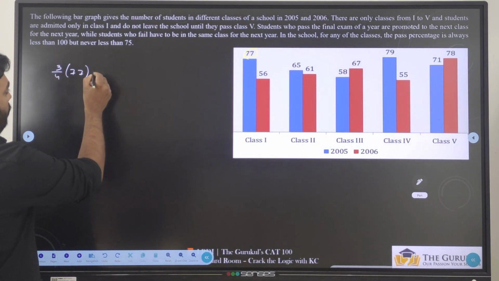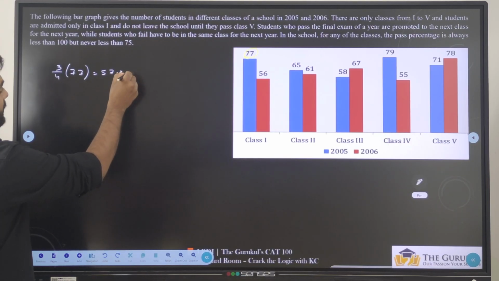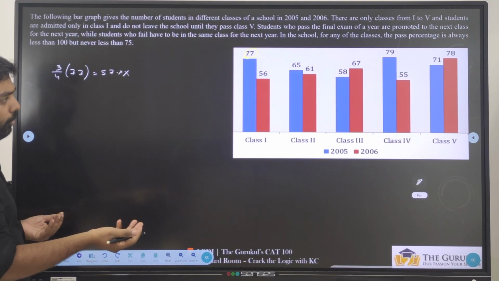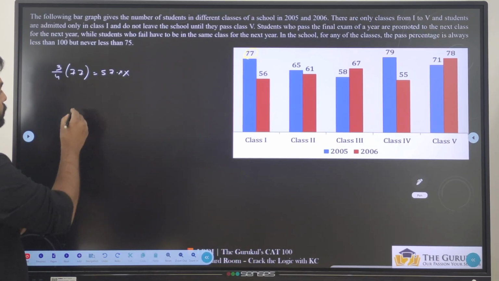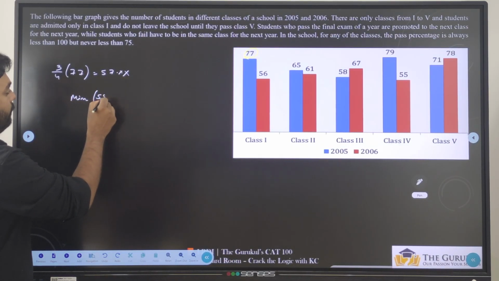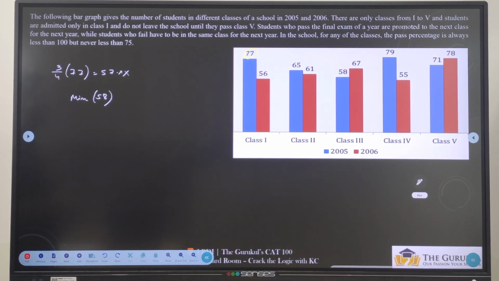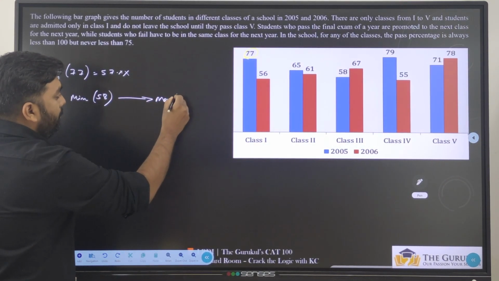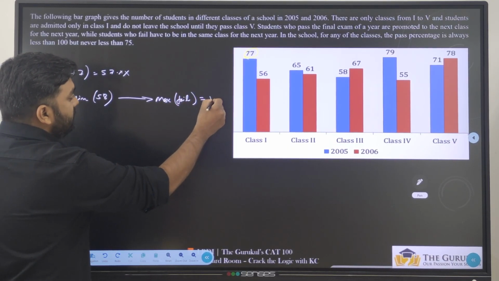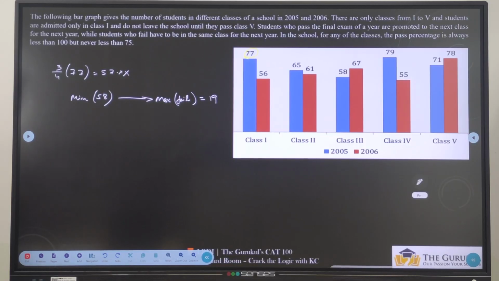Now, 3/4 of 77 is 57 point something, and point something will not happen here because they are talking about the number of students. So a minimum of 58 students passed the exam and went to the next class in the next year. Which means, can you say the maximum number of failed students is 19? Because out of 77 students, 58 minimum will go to the next class. So maximum failures will be 19 only. Those 19 students will be in the same class in the next year.